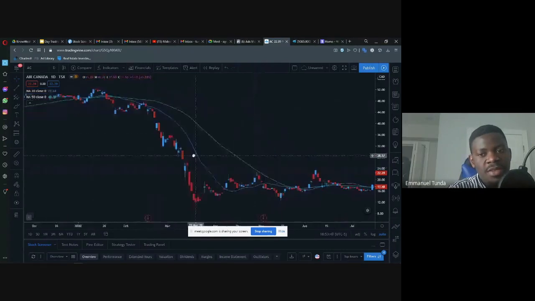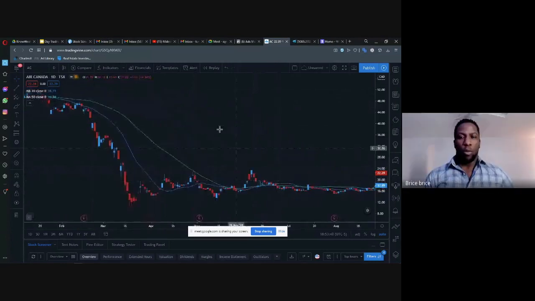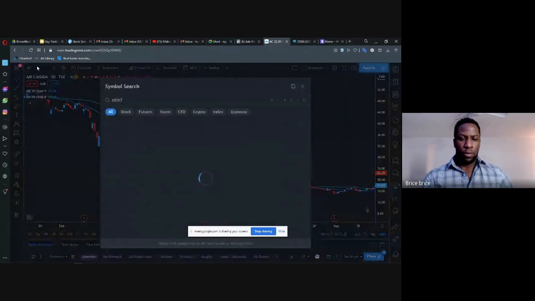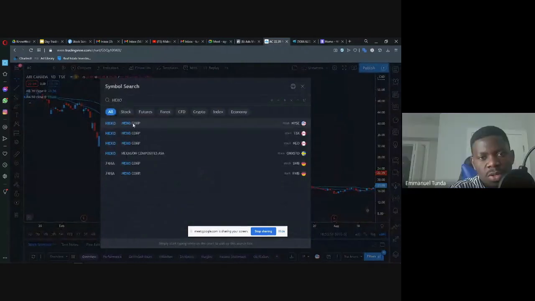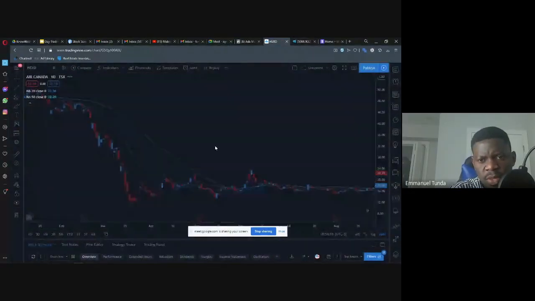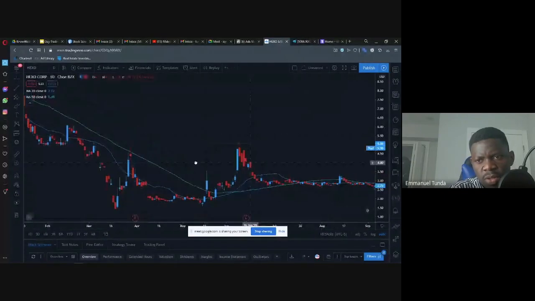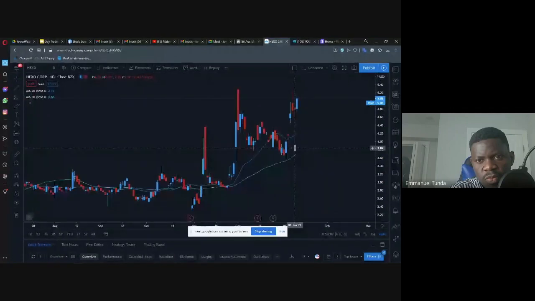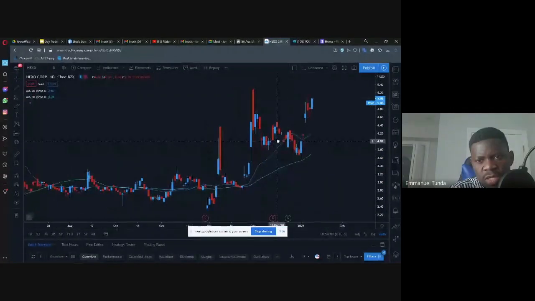Now, another thing. There is a question. If you can actually look at Hexo, the symbol Hexo. Hexo Corp. Okay. All right, here is Hexo. So just looking at this one.